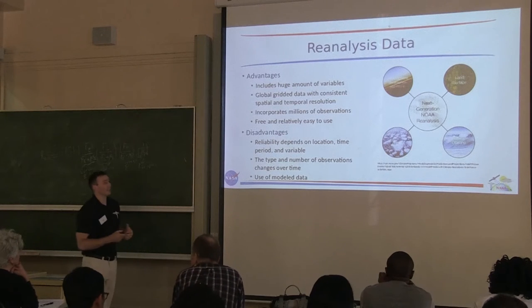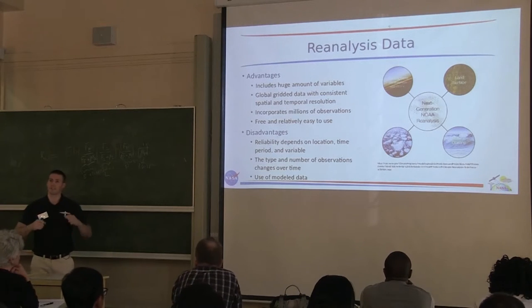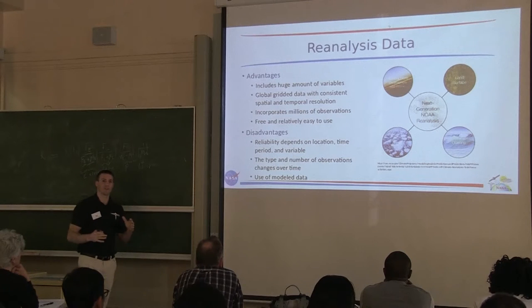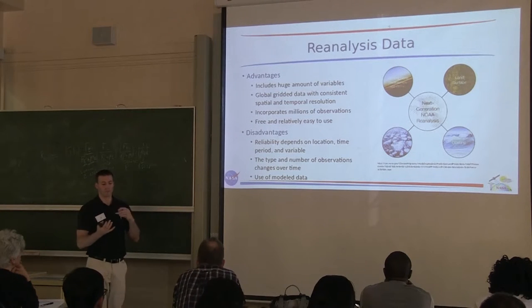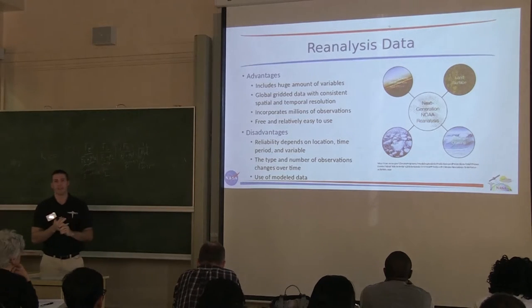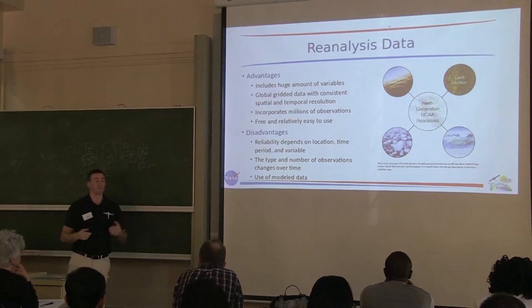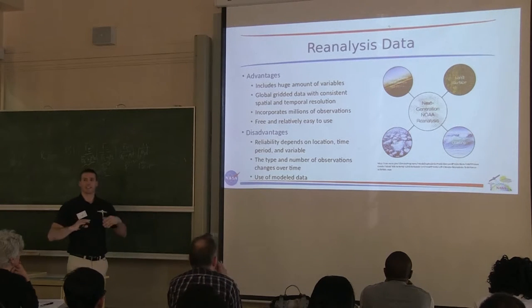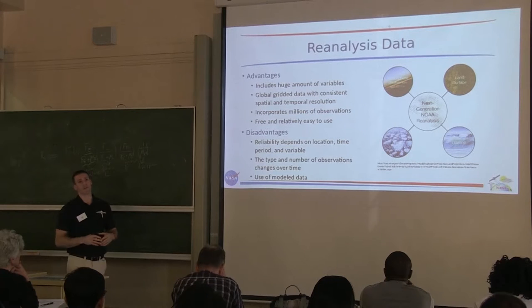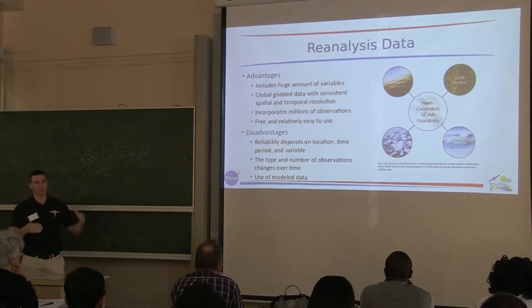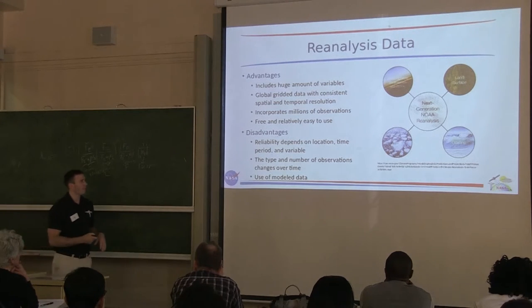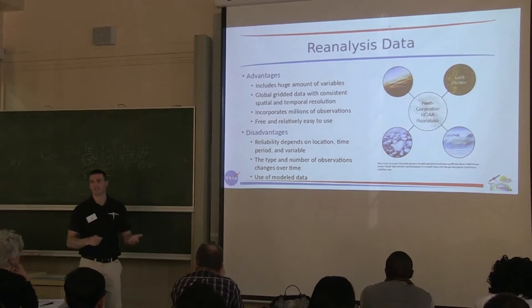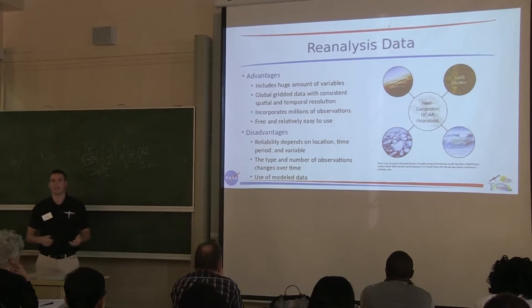So the advantage is, like I said, they include huge amounts of variables. Because they're partially a model data set, they include everything that a global climate model would, which would be like atmospheric pressure, moisture, precipitation, temperature, almost any variable that you could possibly need. And they're good because they're not just model data sets, they incorporate observations into them. And by incorporating observations into them, it provides some kind of a correction. And a lot of them are free, and they're relatively easy to use.